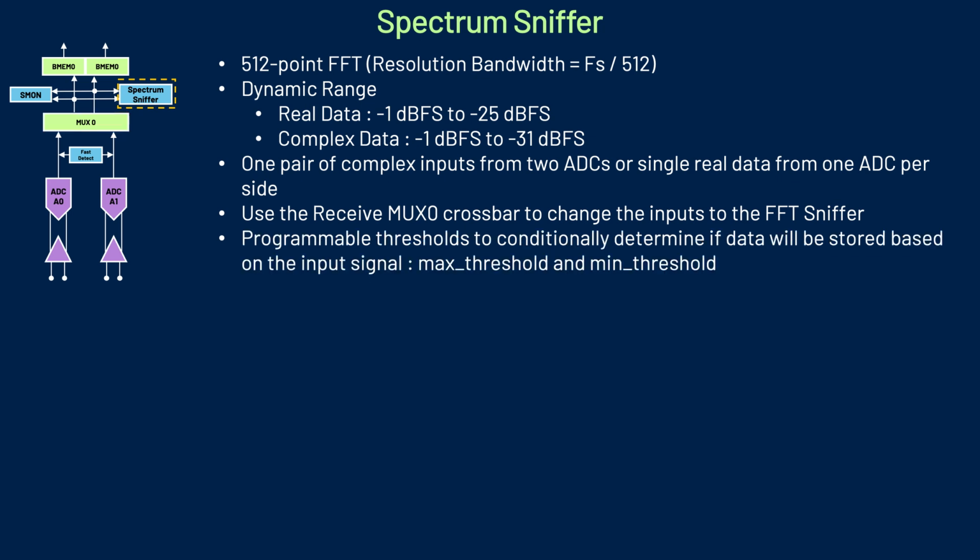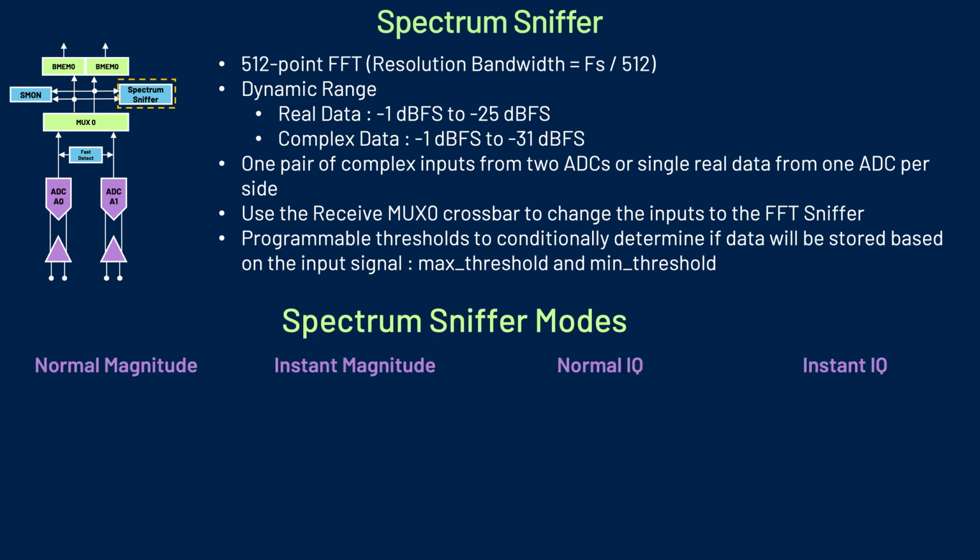The sniffer has two programmable thresholds, max and min threshold, that are used to conditionally determine if the data will be stored based on the signal levels present in the ADC spectrums. Operate the sniffer in one of four modes shown. In normal mode, the sniffer will store new data when the input falls within the programmed min-max threshold.